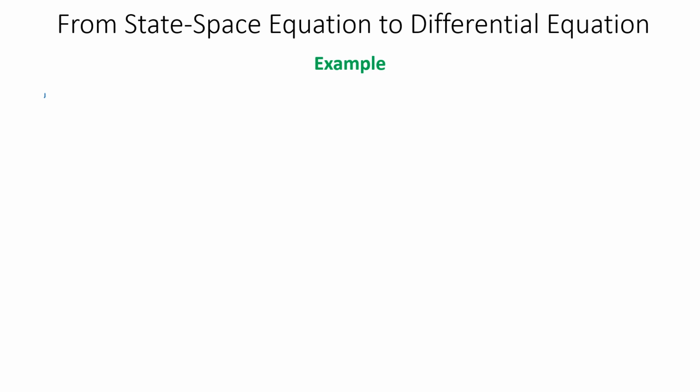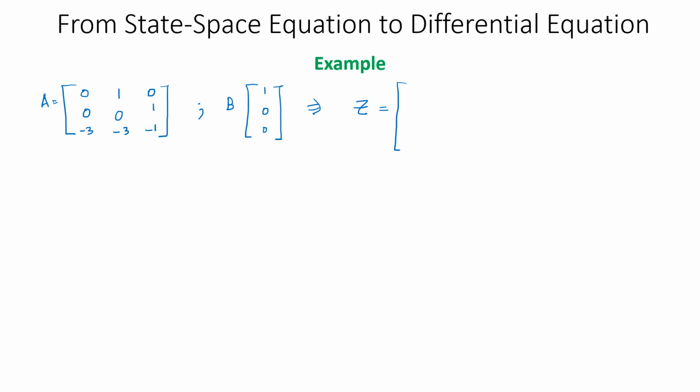So we can have the matrix A defined for this case to be, let it be 0, 0 and minus 3. And then you have 1, 0 and minus 3 over here. Let it be 0, 1 and minus 1. And let the input matrix B be defined as 1, 0, 0, so there is only one input in this case. That would mean that Z can be defined to be U, 0 and 0, since you know that Z is equal to B times U.